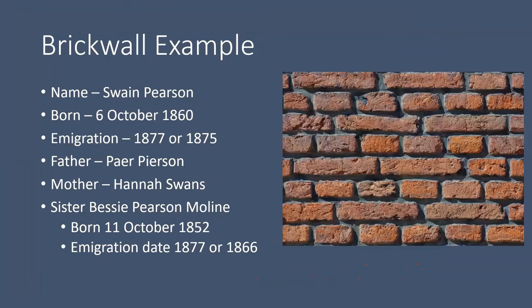And here's an example that I've been given permission to use. This is a real case. And this person was known as Swain Pearson in the US. And he was born October 6, 1860. The immigration dates were shown as 1877, 1875, it varied in the US records. It was stated that his father was Per Pearson, and his mother was Hannah Swans. And then he also had a sister, Bessie Pearson Moline, who was born on October 11th, 1852. And again, the immigration date varied in the US records between 1866 and 1877.